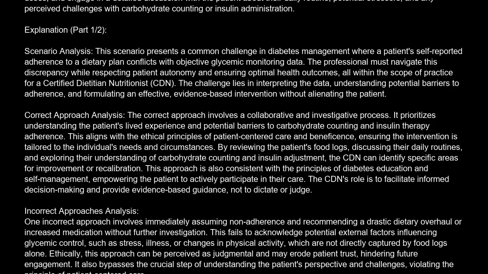The correct approach involves a collaborative and investigative process. It prioritizes understanding the patient's lived experience and potential barriers to carbohydrate counting and insulin therapy adherence.